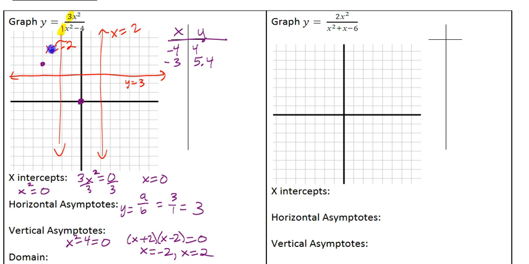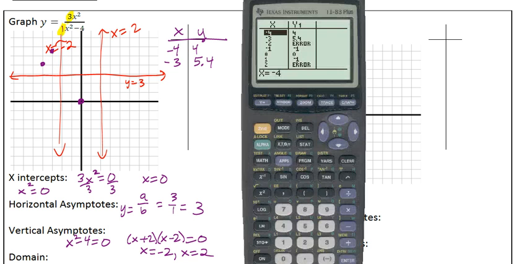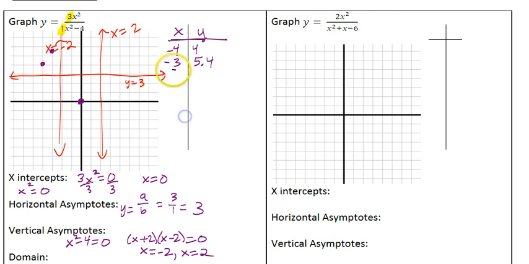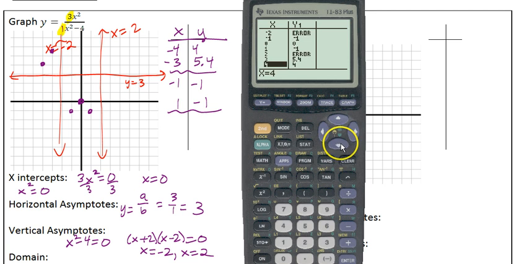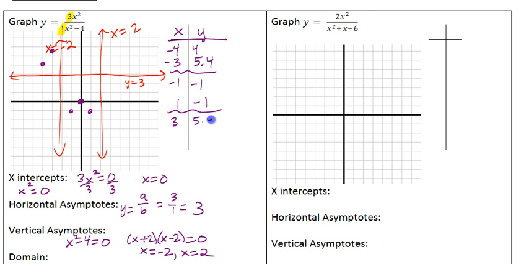For the next region, let's use -1 and 1 since I already have my x-intercept plotted there. So here are those 2 points. And in my third region, on this side of the error sign, let's use 3 and 4. So 3 is 5.4 again, and 4 is at 4. So 3 comma 5.4, and then 4 comma 4.